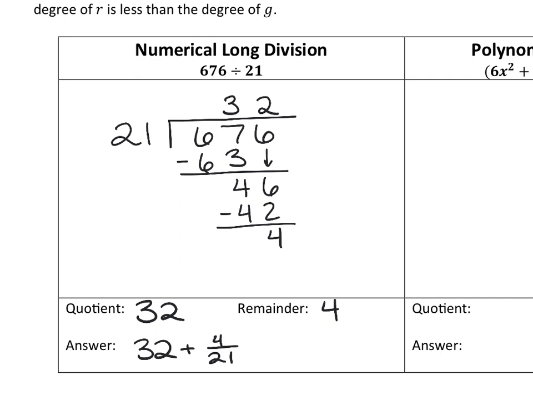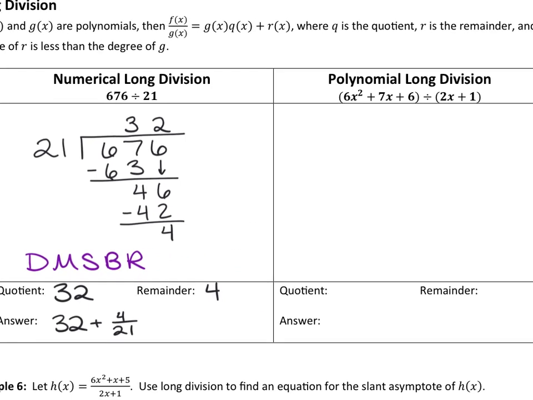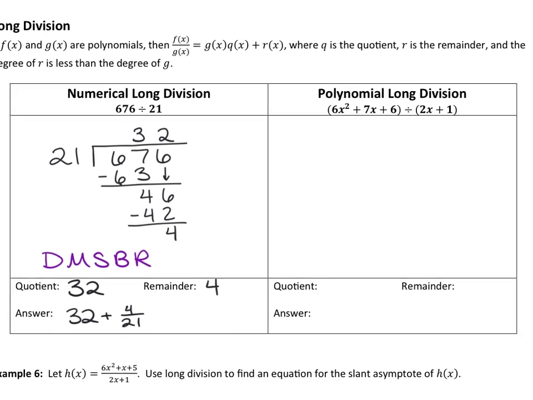Does that ring a bell? So the steps were divide, multiply, subtract, bring down, repeat. Divide, multiply, subtract, bring down, repeat. Okay, let's take those same steps and the same numbers and let's apply it to polynomial long division.